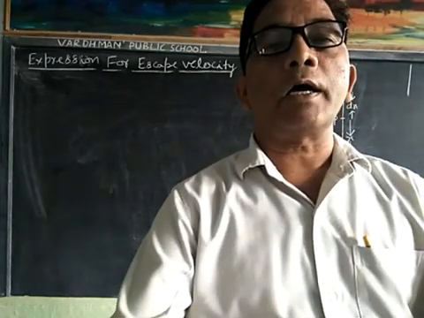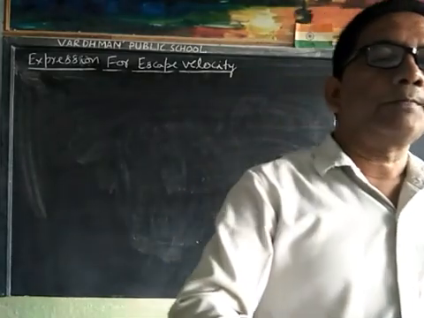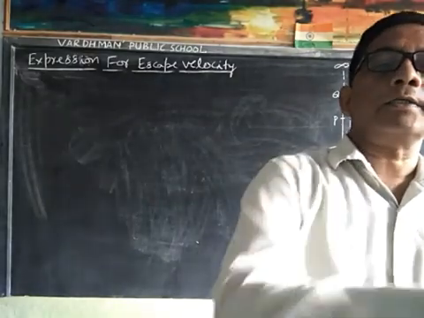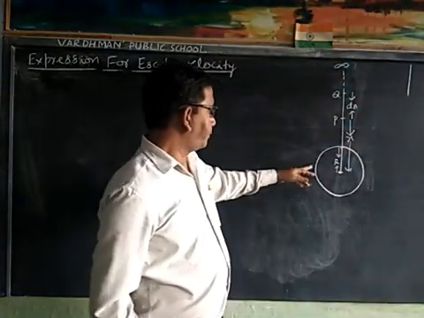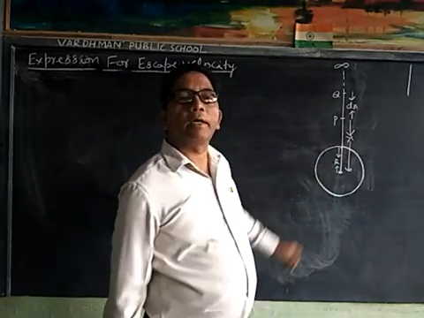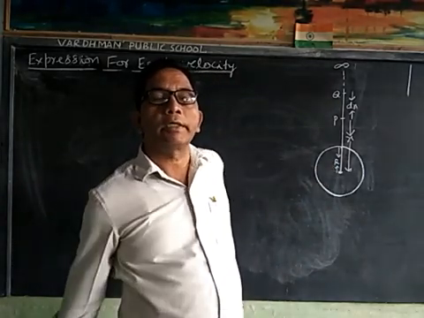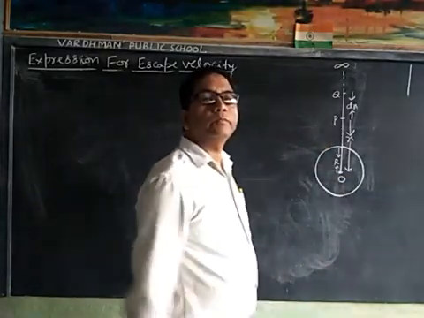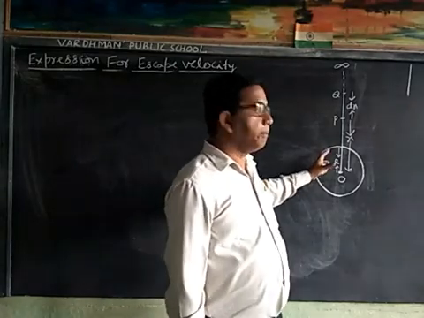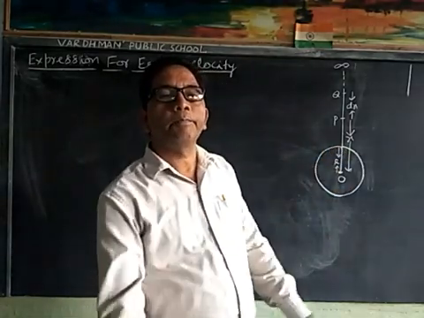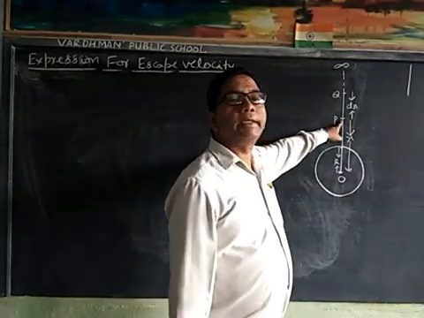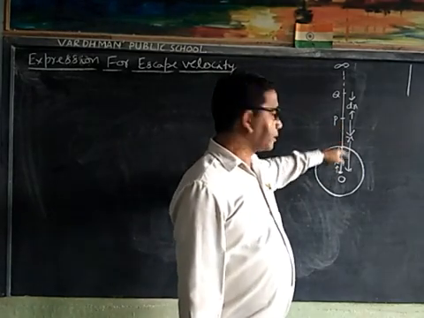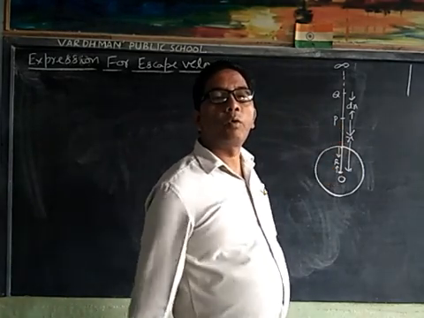Now consider our earth is a sphere of mass capital M and R is the radius of the earth, with center O. Suppose a body of mass m lies at point P, which is at a distance x from the center O.